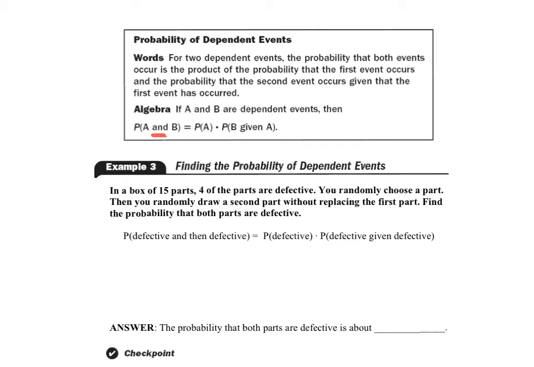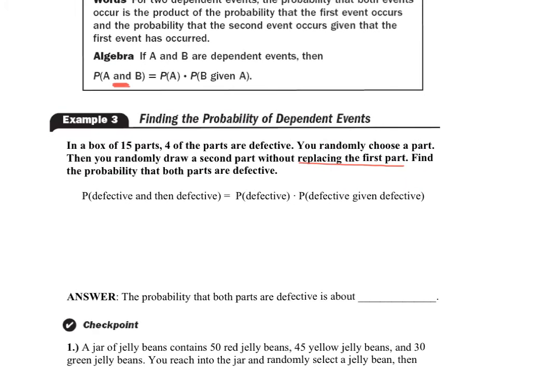So in a box of 15 parts, 4 of the parts are defective. You randomly choose a part. Then you randomly draw a second part without replacing the first part. That's what makes it dependent. Find the probability that both parts are defective. All right, so they've already given the label for you. It's the probability that it's defective and then defective. So our first probability is the probability that the first part is defective, which would be a 4 out of 15 chance or probability, okay? Because there are 4 defective parts in a box of 15 total.